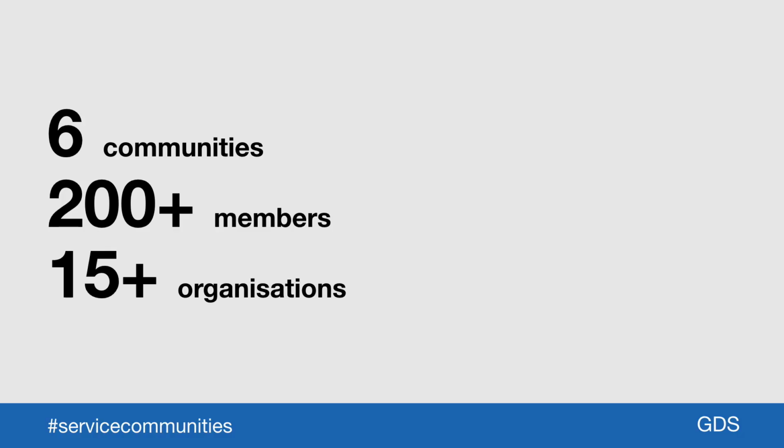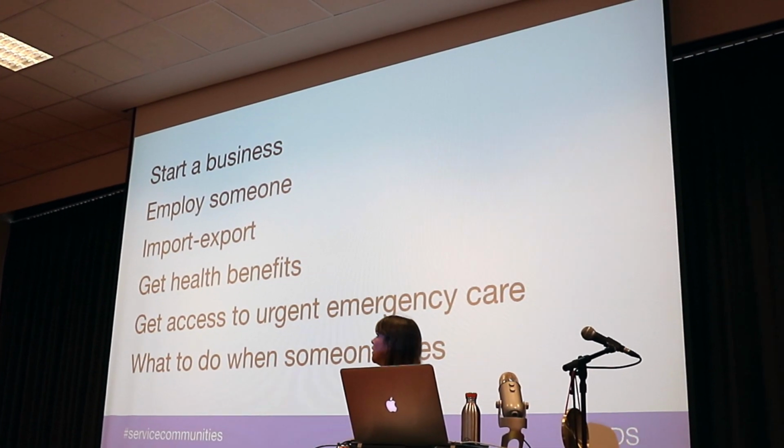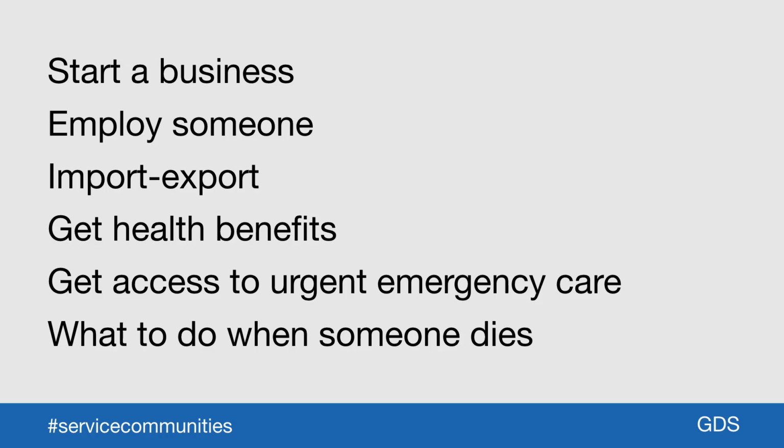Today we have 6 live communities. They have more than 200 community members, and sometimes have as many as 15 organizations per community. So this is really big. And these are some of the ones that we have. Start a business, employ someone. There's one around what to do when someone dies.